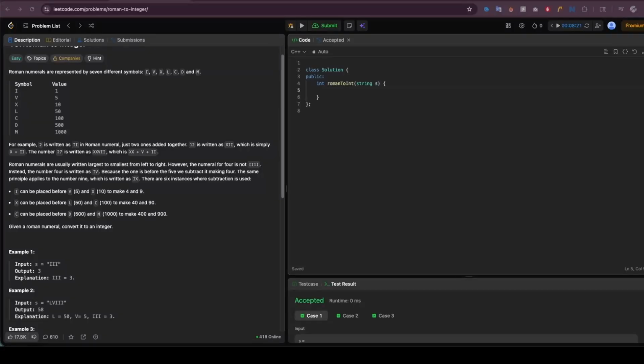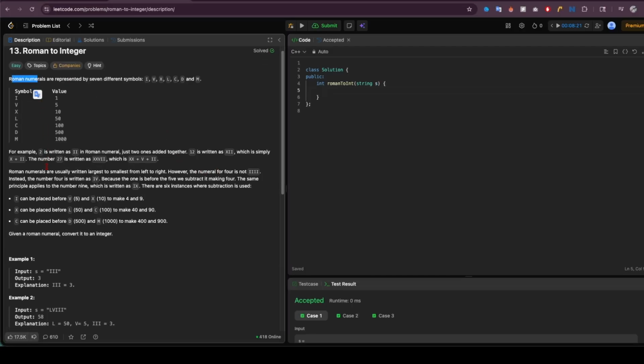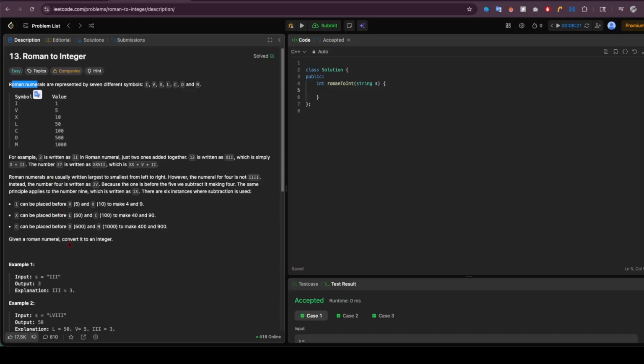Hello everyone, today we're going to solve the Roman to Integer problem. This problem gives us a Roman number and all we need to do is convert it to a decimal integer number. So we can see that this is the table to convert it.